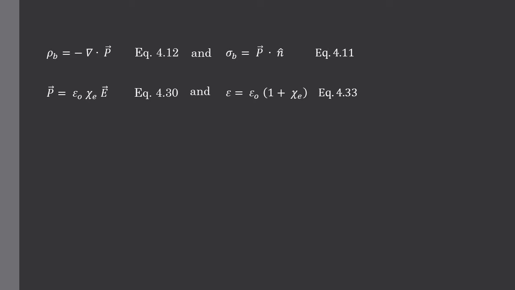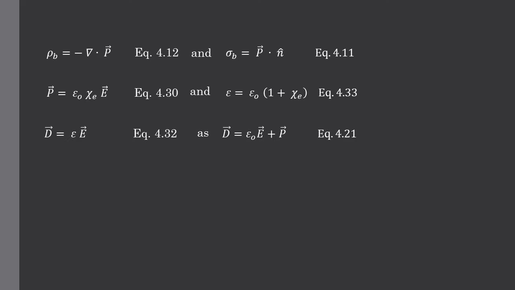Now, using this, we can rewrite D. We can recall the definition of D was epsilon naught E plus the polarization, and then we can put this in as our new electric displacement. So now that we've rewritten the electric displacement, and we've also rewritten P in terms of E, which is useful, we can go back and look at the bound volume charge, equation 4.12, and rewrite it in terms of D, the electric displacement.